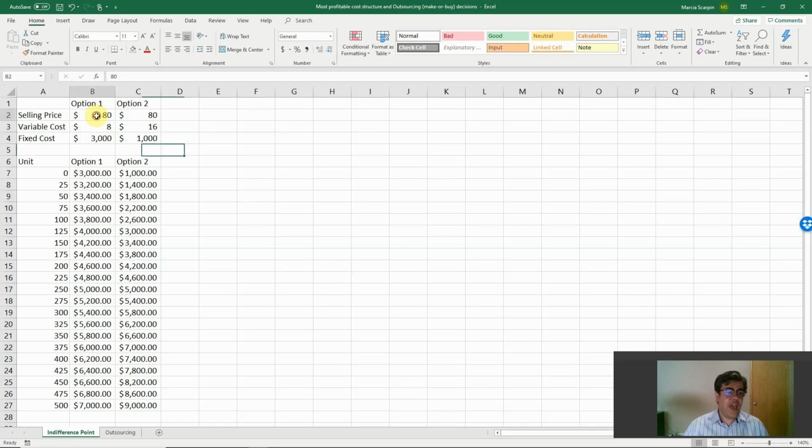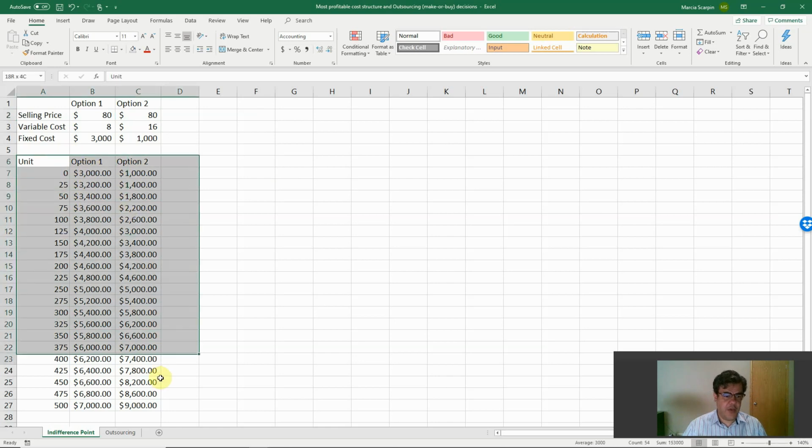Okay. So we have option one and two, both with the same selling price because they are the same product. And I have two options. Either I have a variable cost of $8 and a fixed cost of $3,000, or a variable cost of $16 and a fixed cost of $1,000. How do we do that?